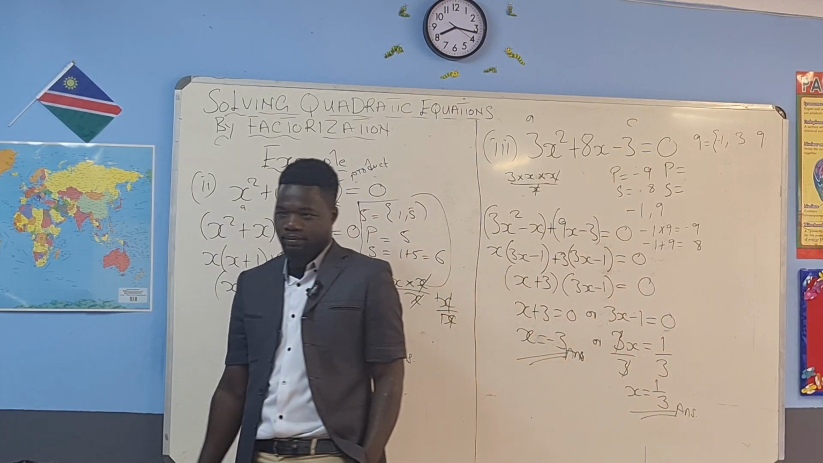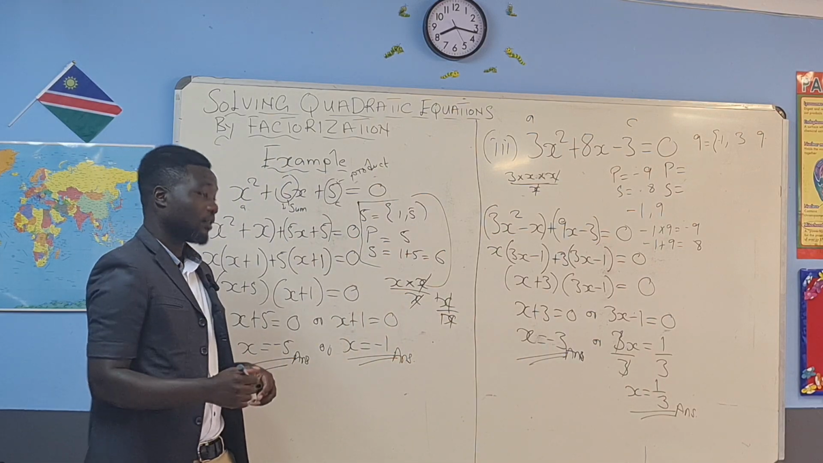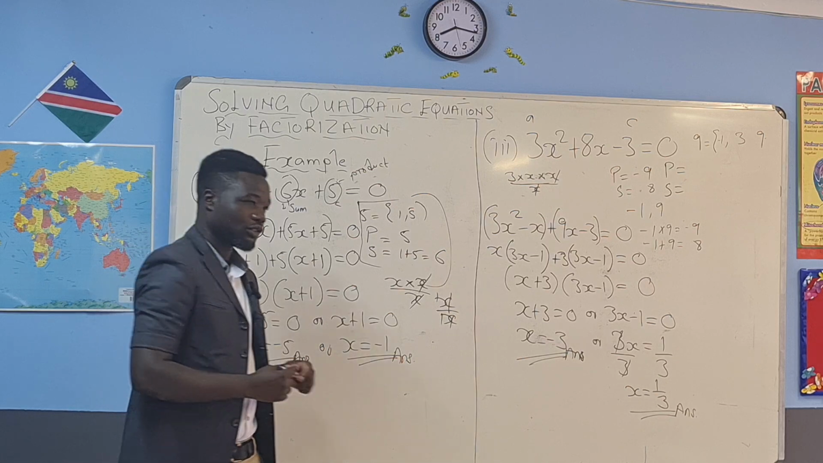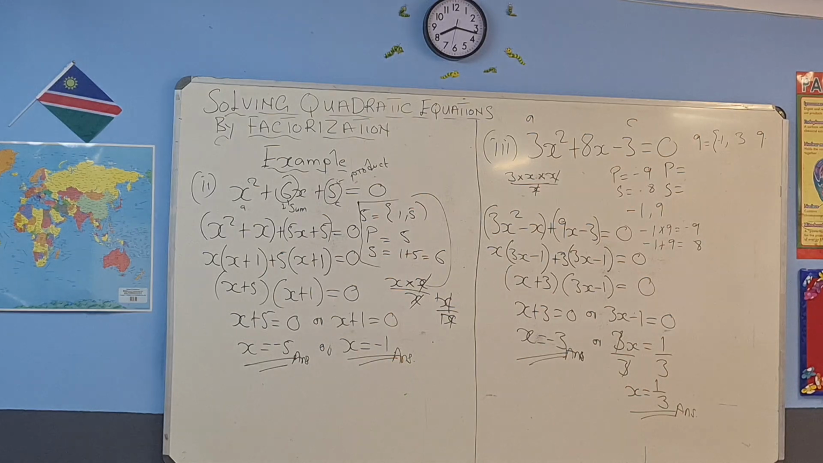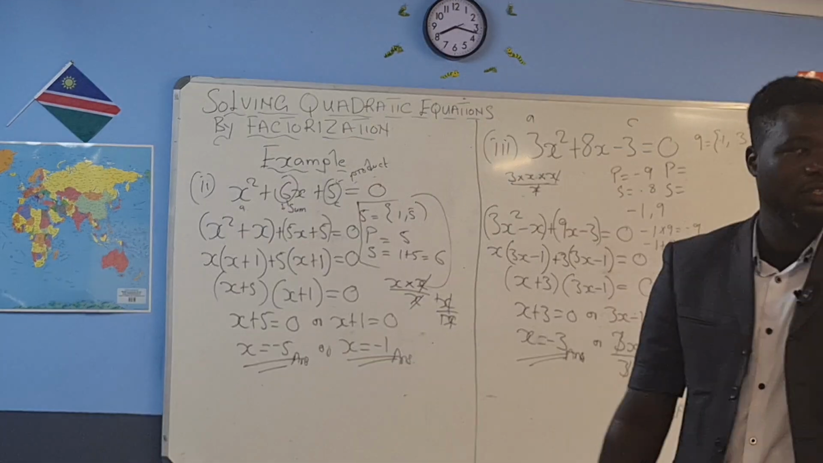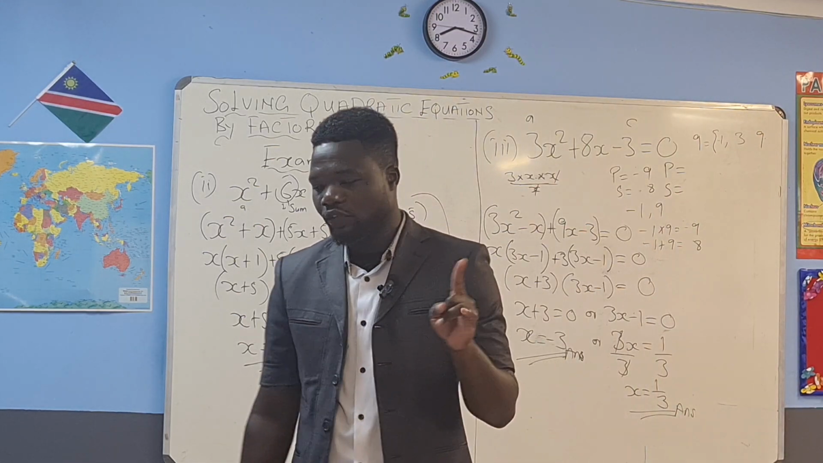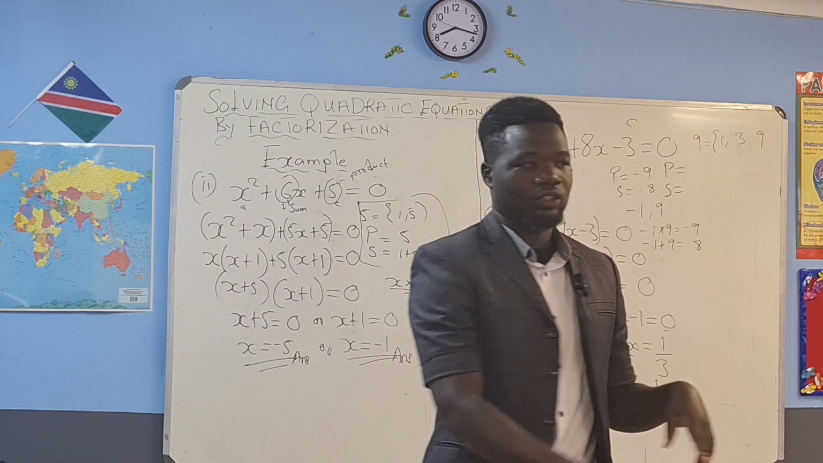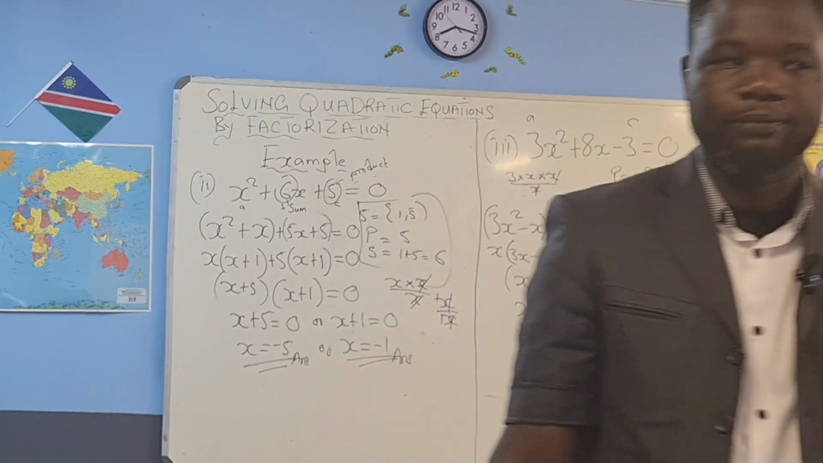Are we together? So this is how simple you can do such kind of questions. That is the simplest way that you can ever find. Okay? I am going to give you questions over that so that I can see how you are going to do it. Are we together? Okay.